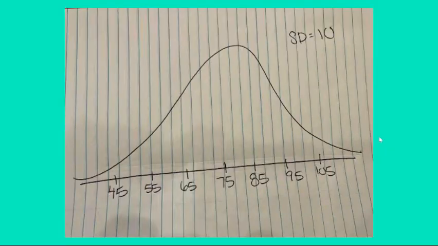Looking at class 2, I can do the same conclusions, different numbers. 68% of my data fall 1 standard deviation below and above the mean. So 68% of my students scored between a 65 and an 85. 95% of my students scored between a 55 and 95. And 99% of my students scored between a 45 and a 105.